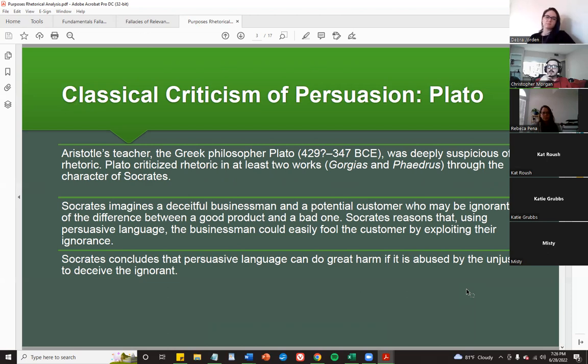Socrates is the classic narrative of philosophy: guy walks around and is really poor and annoying, asks a lot of questions, and then is sentenced to death. And up to the very moment of his death is a really annoying pedant about everything. He's the classical philosopher. We love him. But Plato was deeply suspicious of rhetoric. Plato didn't like rhetoric. Plato's got a lot of his own problems that we really don't have time to get into. But he criticized the idea of rhetoric in at least two works called the Gorgias and the Phaedrus.